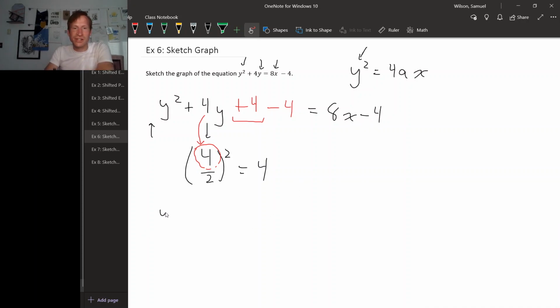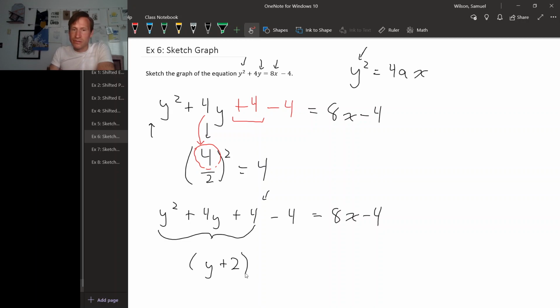All right, so now this equation is y squared plus 4y plus 4 minus 4 equals 8x minus 4. So what we've done here is we've intentionally unsimplified this so that we could have the plus 4 that we wanted. The reason we want this plus 4 is, if you look at these first 3 terms, these are a perfect square. In fact, it's (y plus 2) squared. And then minus 4 equals 8x minus 4.